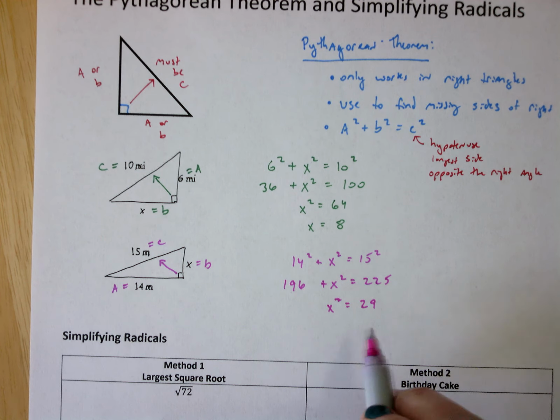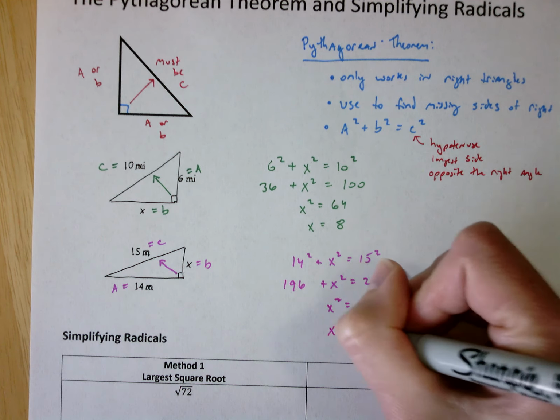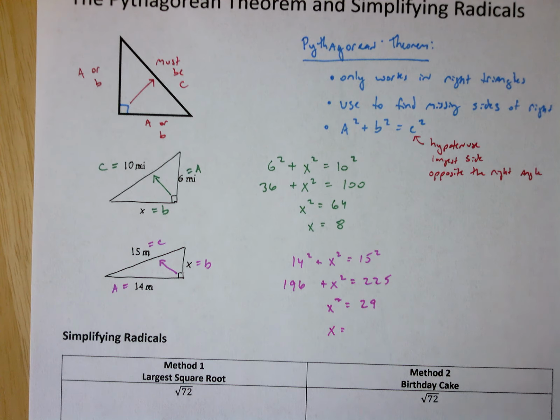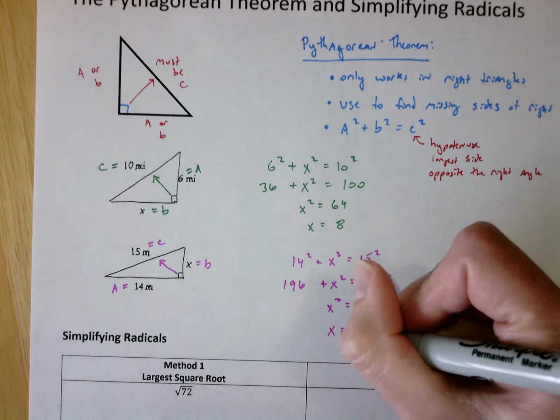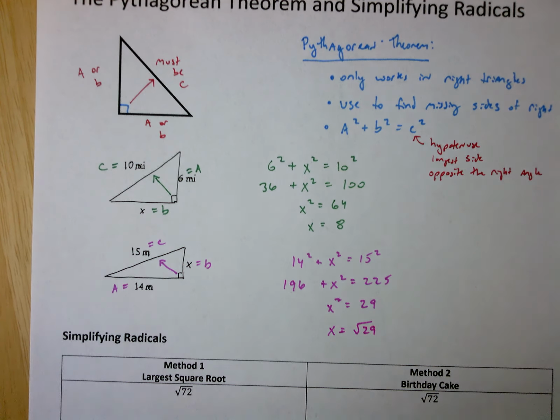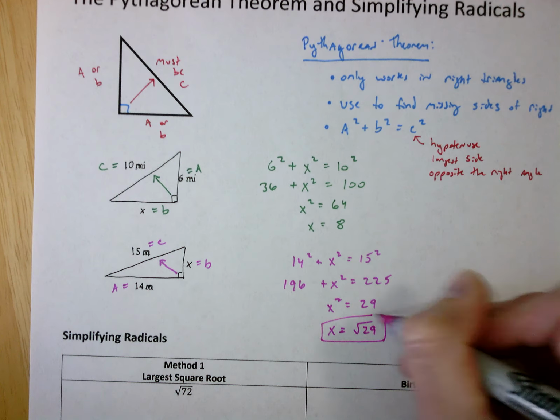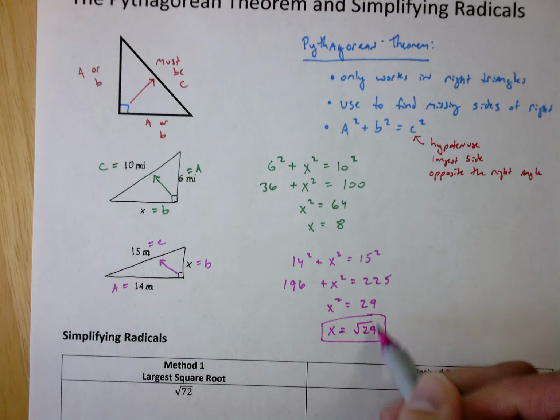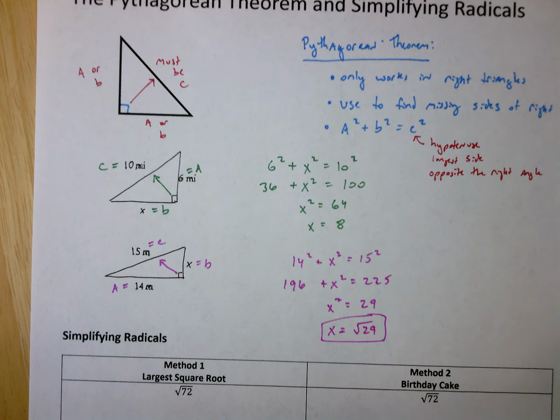And then I'm going to square root both sides here. When I take the square root of 29, it's not a whole number. So I'm just going to leave this for right now as the square root of 29. We're going to talk about simplifying radicals in a moment. That one's already simplified. So that is the length of my final side. Yes, I would like you to write it as a simplified radical, not as a decimal.